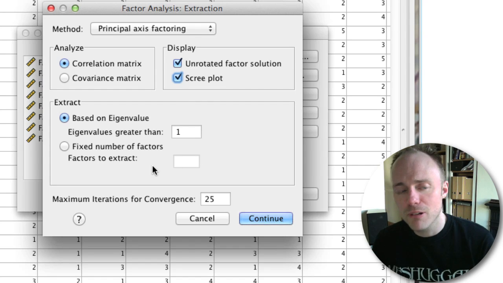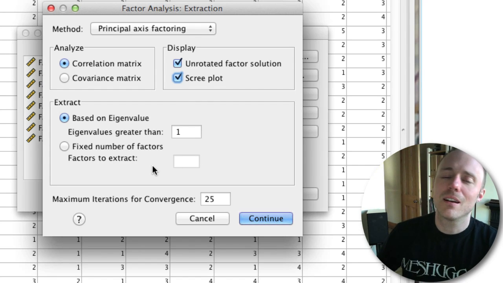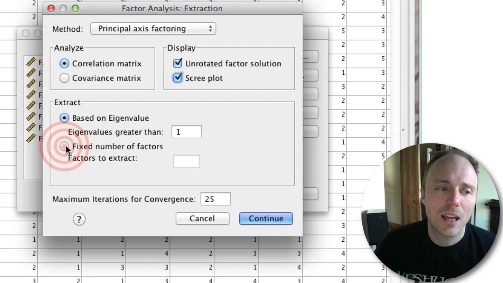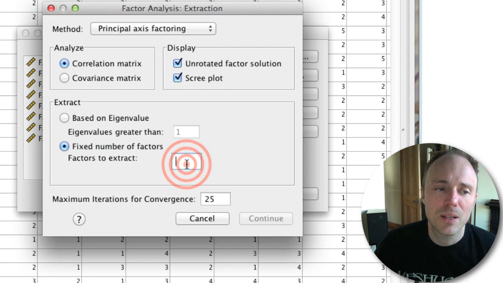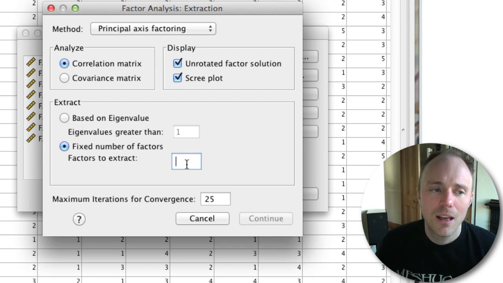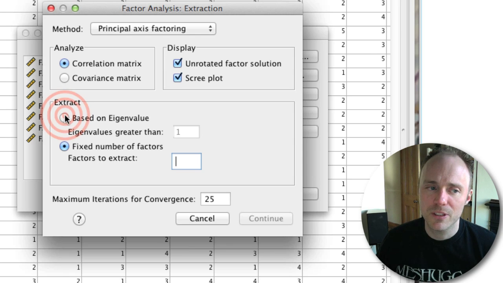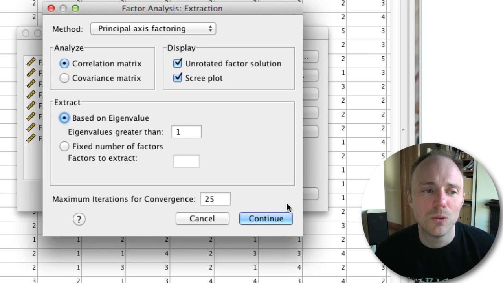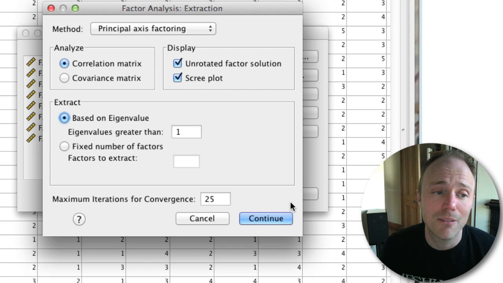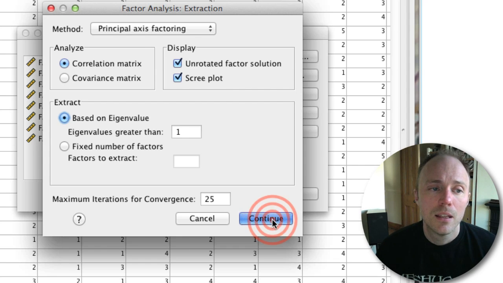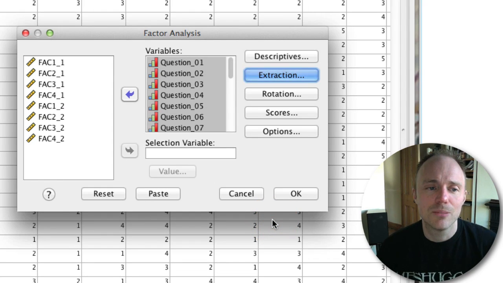And if we look at the scree plot and we decide that we think a different number of factors could be extracted, we can click down here to ask SPSS to extract a particular number of factors that we want. However, for the time being, we're just going to stick with the default and retain all the factors that have eigenvalues greater than 1. So that's the first thing to think about, extraction.